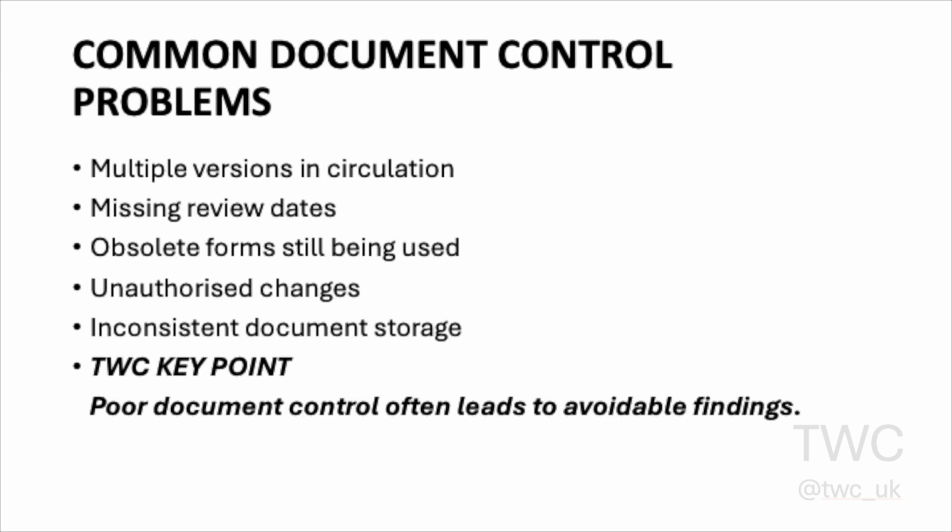There are several common document control problems that assessors encounter. Multiple versions of the same document may be in circulation. Review dates may be missing. Obsolete forms may still be in use. Changes may be made without approval or documentation. Documents may also be stored inconsistently, making them difficult to locate when required. These issues can often be avoided through a simple but effective document control process.